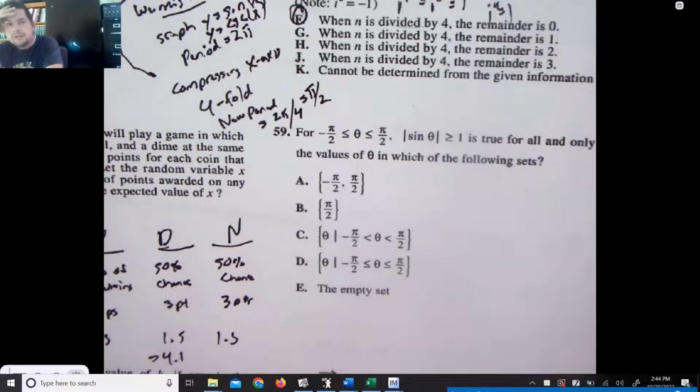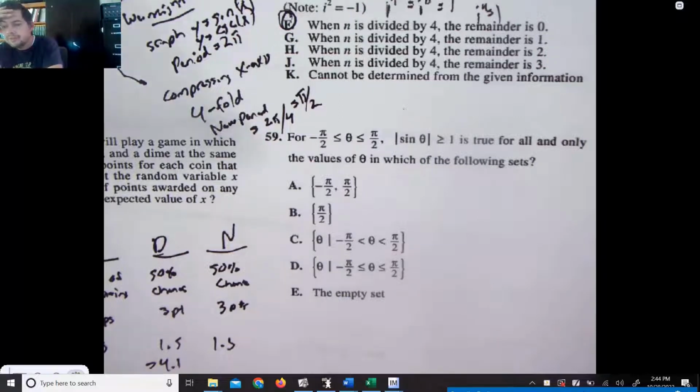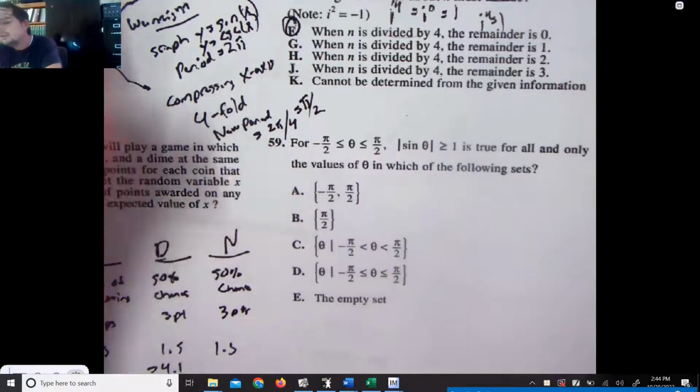For negative pi over 2 less than or equal to theta less than or equal to pi over 2, the absolute value of sine of theta being greater or equal to 1 is true for all and only the values of theta of which of the following sets. This would be one of those nice things that I wish I could teach some more trig in Algebra 2, because this is a senior test. This is for kids who have taken pre-calc and trigonometry classes.